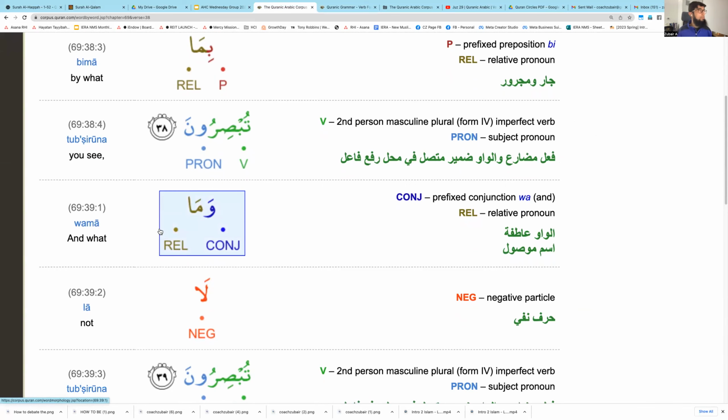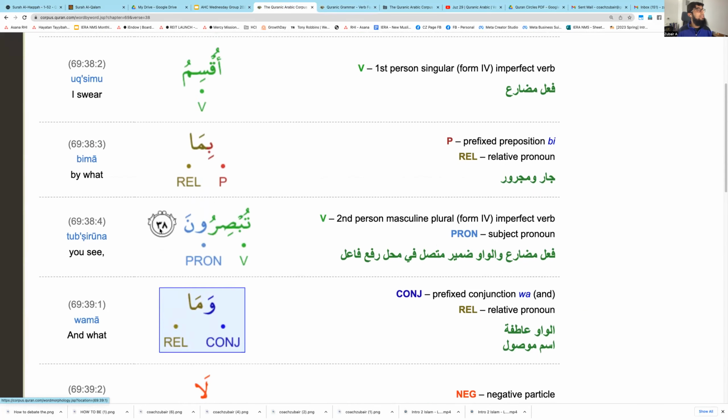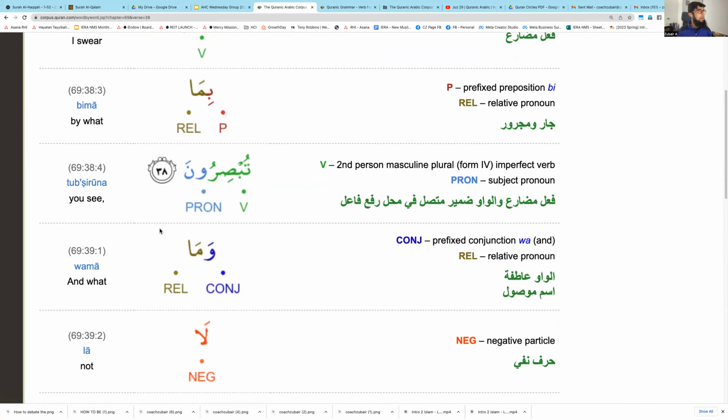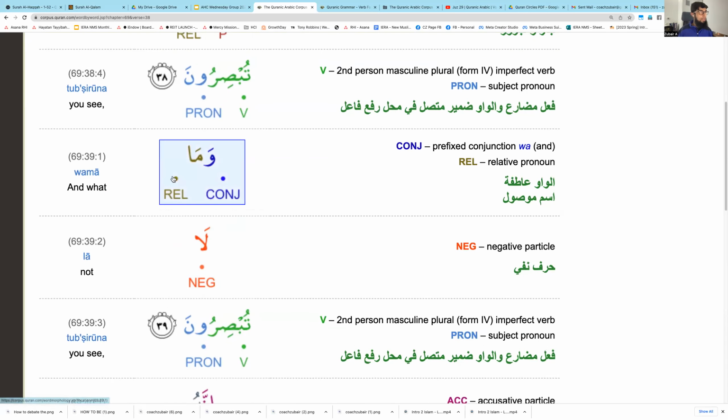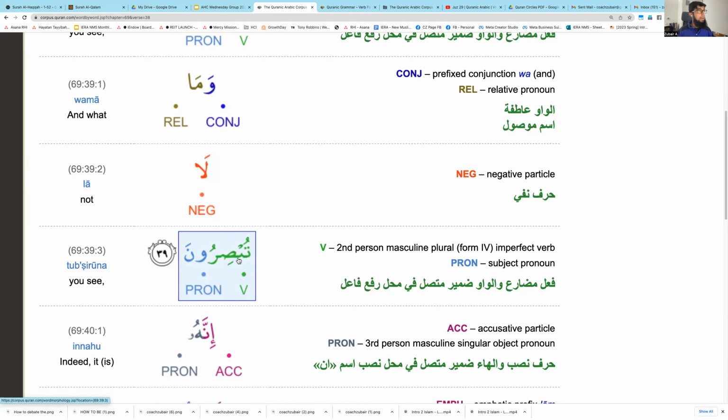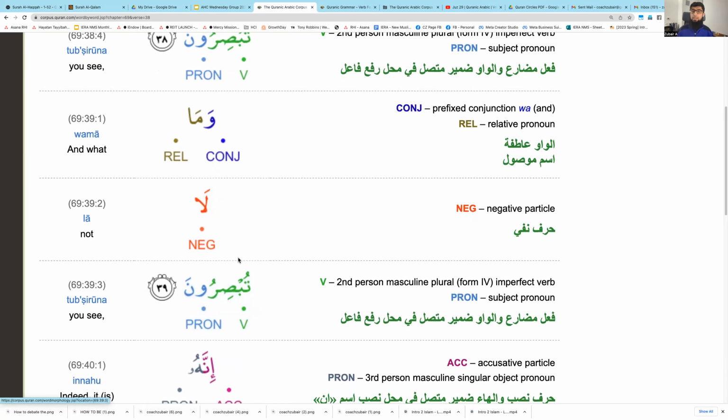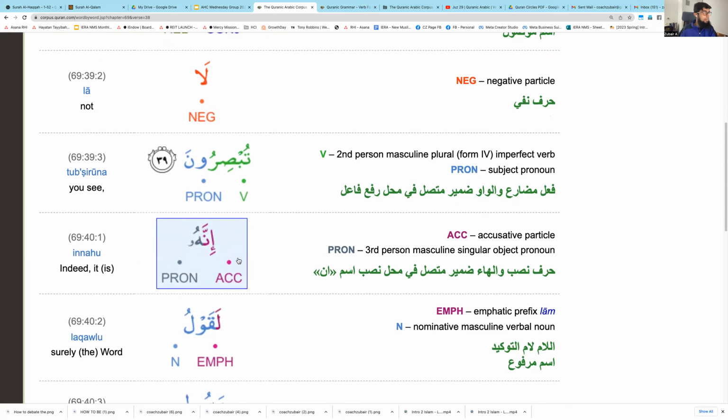So, continuing on, wama and what, right? Same thing here, bima, by what, and then wama and what, okay? Same, la, same thing, we already know this, tubsirun, same pattern, right? So you see you are already getting returns on your investment. If you invest time learning about and making friendship with ba, sad, ra, something to do with seeing, and the pattern of the second person and the waw noon, boom, you're now seeing returns on this investment.